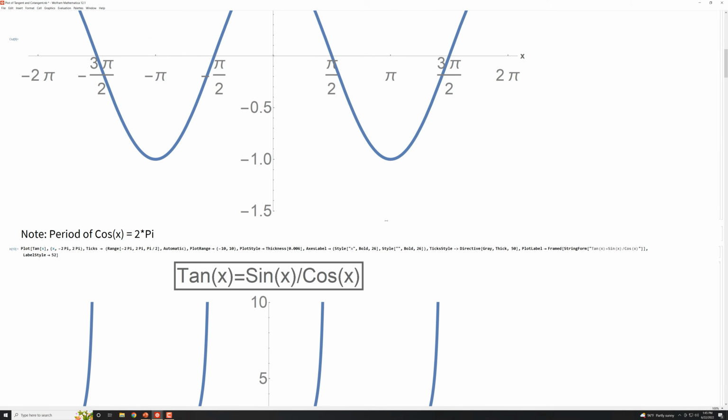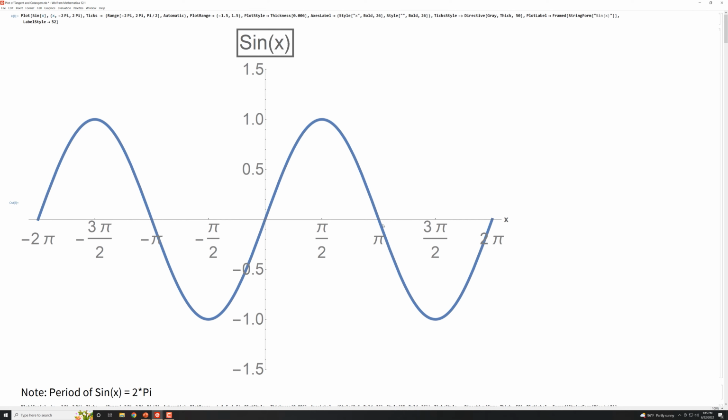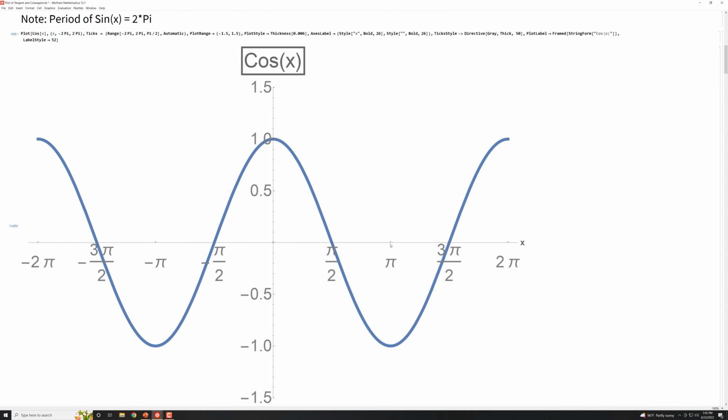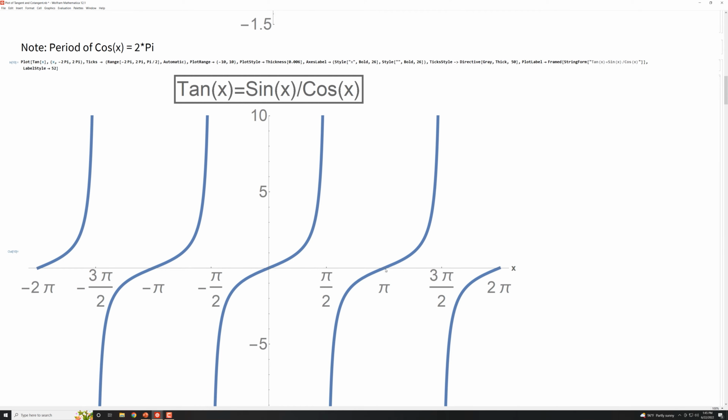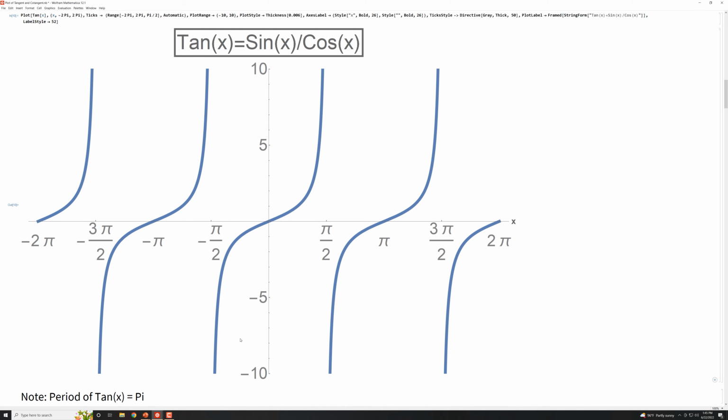Look at pi right here. At an angle of pi, the sine of pi is 0, and the cosine of pi is -1. When you divide those numbers, you still get an answer of 0, so it crosses through 0 again. So the tangent function sweeps out these little S-curves that have these vertical asymptotes. The period of the tangent function is not 2 pi.